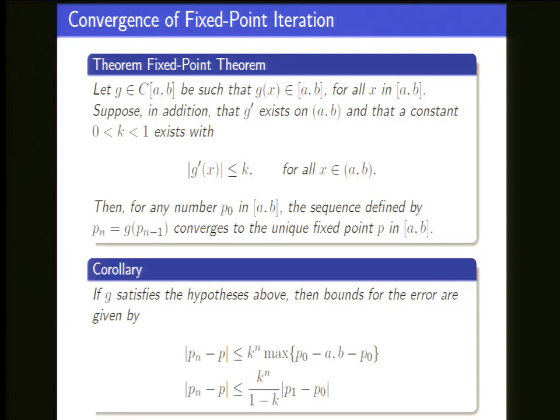Just plug into the formula, right? So the formula is saying that |p_n minus p| is going to be less than or equal to k to the n times the max of this expression here. I don't know which one you want to pick, but let's do this one, |p_0 minus p|. Because you're starting in the middle, so this is just pi regardless, right? And you want it to be 10 to the minus 2. So let's set it equal to, and the k was a quarter, to the n times pi, right? That's what you do. And then you get the number.